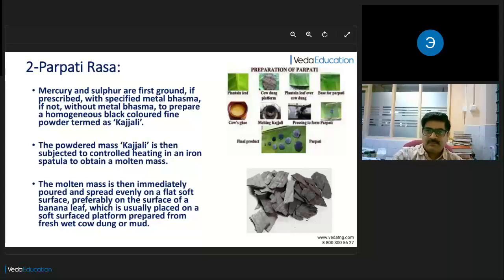Sorry, could you please explain once again? Yeah, okay. So after keeping this in the plantain leaves, that will be compressed with another plantain leaf kept on the upside of the product, and then that will be burned. Once after getting burned, the entire leaf will be removed, and the middle mass will be collected, and that will be powdered again.